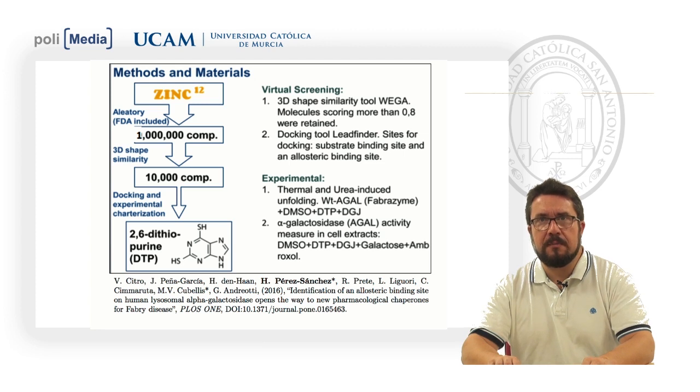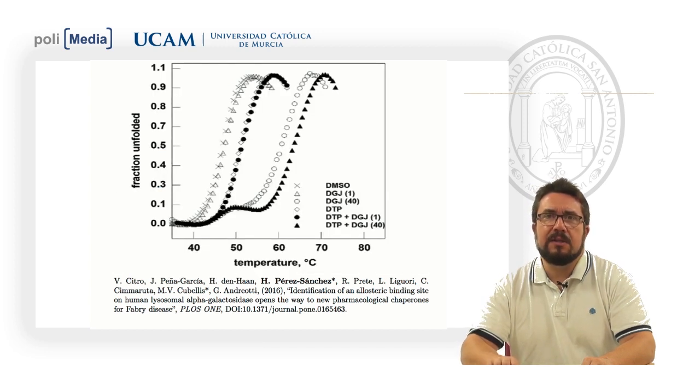In summary, this was the approach that we followed. We processed millions of compounds from the ZINC database, then we performed 3D shape similarity against the known substrate, and finally we identified 2,6-dithiopurine or DTP as one of the few allosteric chaperones for Fabry disease. You have there the main reference, and the most interesting result we can see here.